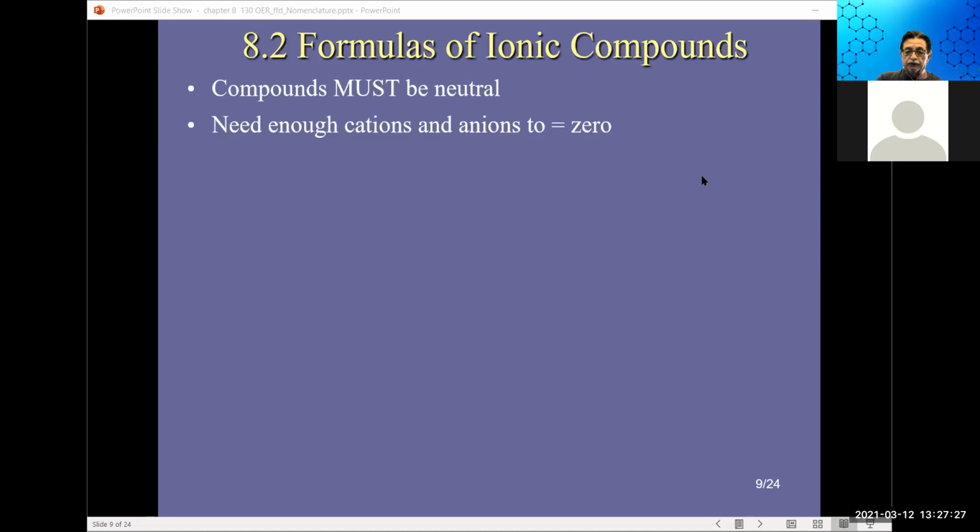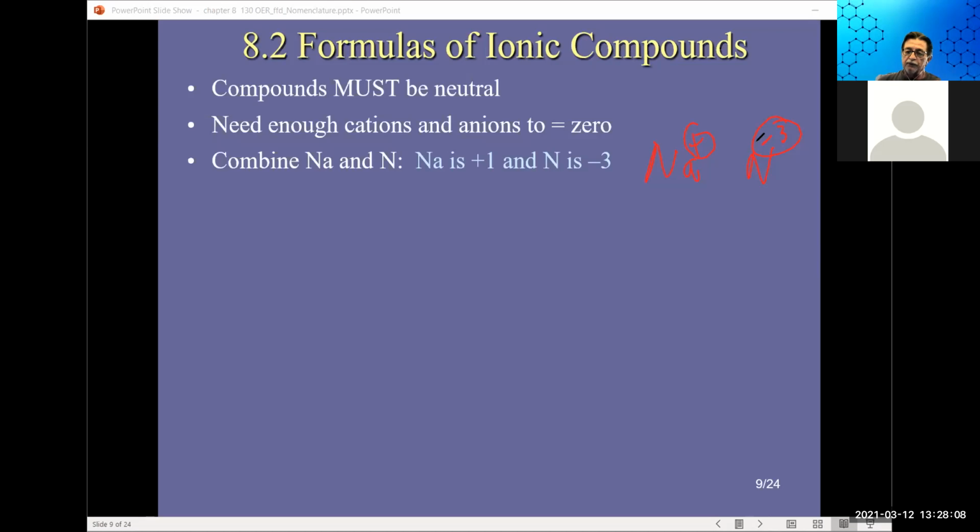Okay, compounds must be neutral, so enough cations and anions equal 0. The question is, let's combine sodium and nitrogen. They give you the element, so from the element, you need to convert that into ions. Sodium is in group 1, so it will have a +1 charge. And nitrogen is in group 5, so it would have a -3 charge when in ionic form.